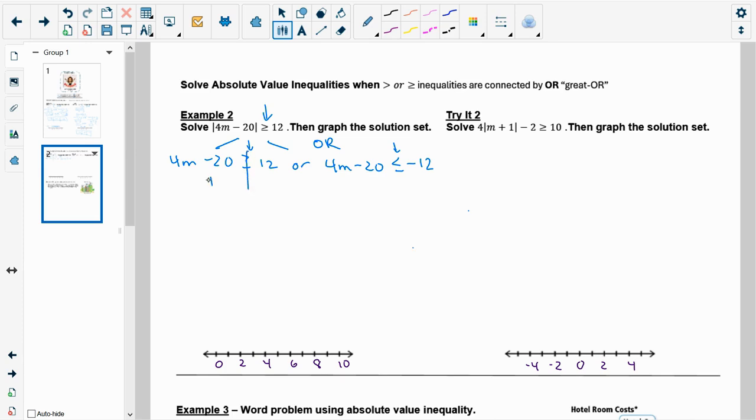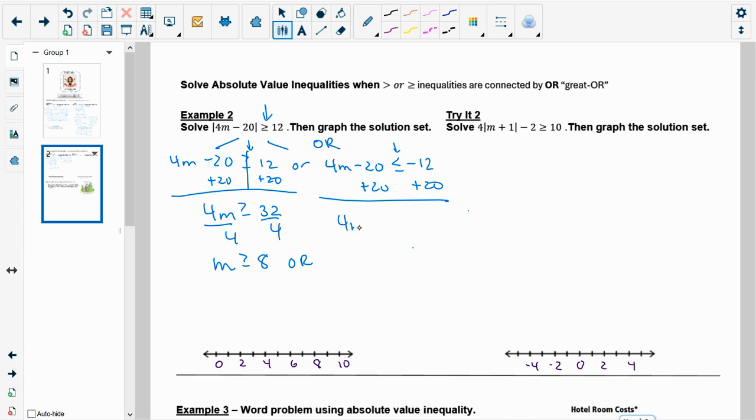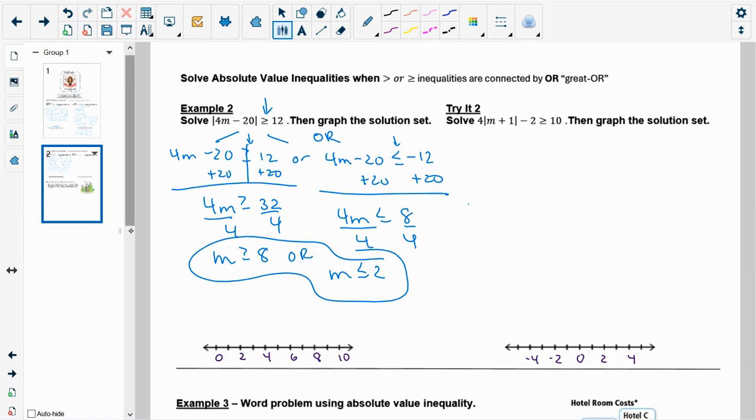Okay, here's my wall. Again, let's get my variable by itself. So I have 4m is greater than or equal to 32. Divide both sides by 4, and m is greater than or equal to 8. Write that word or between, right, as a reminder. I'm going to add 20 to both sides. And I have 4m is less than or equal to 8. Divide both sides by 4. And m is less than or equal to 2. So that is my compound inequality.